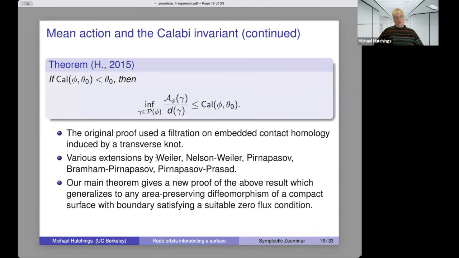The original proof for the theorem used a filtration on embedded contact homology induced by a transverse knot. And Oren Weiler, Joe Nelson, Aurora Pirna-Pasov, Barney Priam, and Rohil Prasad have various extensions of this theorem to other cases. And the theorem I just stated about the frequency of intersection gives a new proof of this result from 10 years ago, and it generalizes to any area-preserving diffeomorphism of a compact surface with boundary, as long as you assume a sort of flux condition.